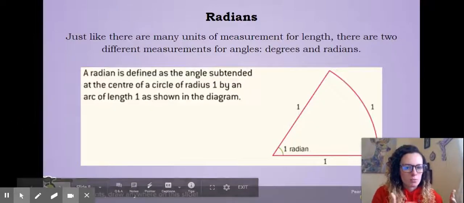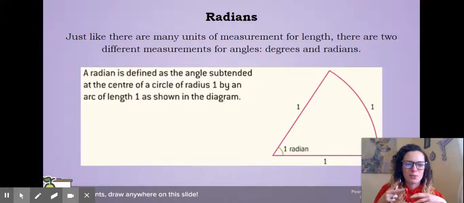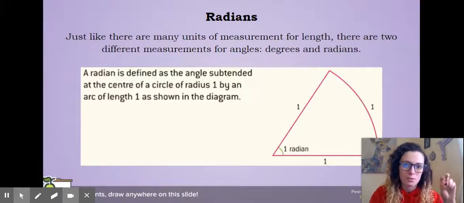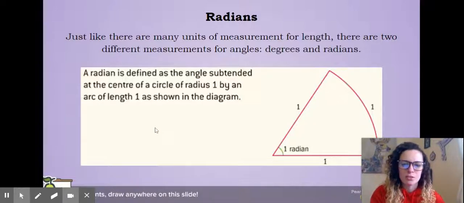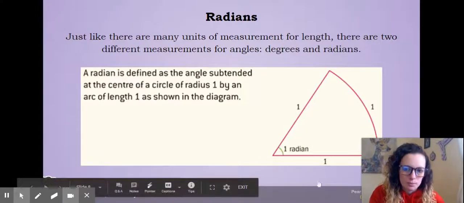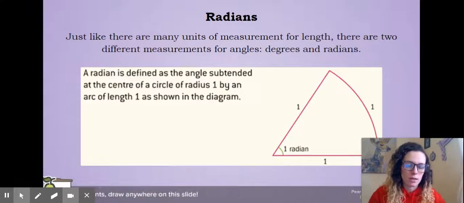Just like there are different units of measurement for length or for volume, there are also two different measurements for angles. We've seen degrees for a while now, but there's also another measurement called radians. A radian is defined by the angle subtended at the center of a circle of radius 1 and arc length 1, as shown in the diagram here. So the radius and the arc length is 1, and that equals 1 radian.